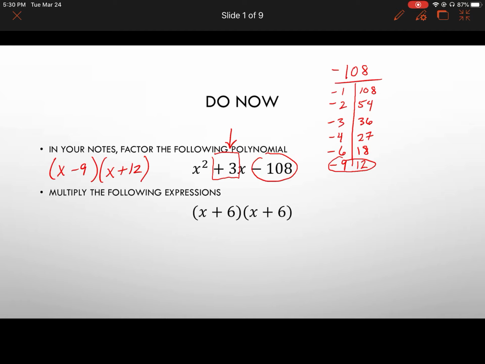All right, and then when we multiply the second one, we're going to use FOIL. So first times first, x squared, outside times outside, 6x. Inside times inside, so another 6x. And 6 times 6, so plus 36. Combine like terms. And there's my simplified trinomial.